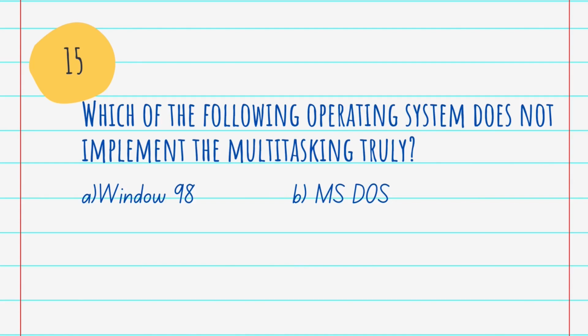Question number 15. Which of the following operating systems does not implement multitasking truly? A. Windows 98 and B. MS-DOS. And the answer is B. MS-DOS. MS-DOS stands for Microsoft Disk Operating System. The MS-DOS operating system is a command-driven interface. We all know that, right? It is a single-tasking operating system. MS-DOS allows the user to navigate, open, and otherwise manipulate files on their computer from a command line instead of a GUI like Windows.